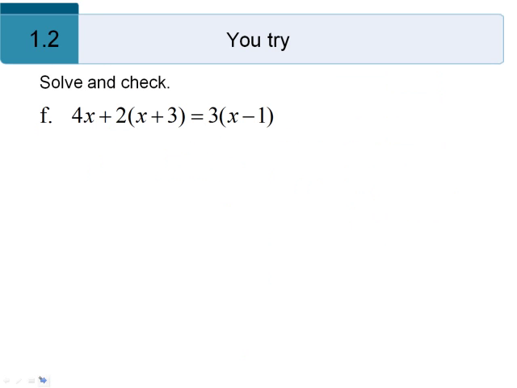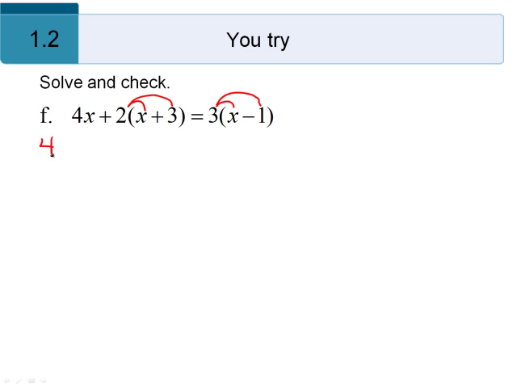Okay, letter F, we're getting into equations with parentheses. So your first step is to use your distributive property to get rid of the parentheses. Then we're going to combine like terms and go from there. So the first thing we're going to do is distribute the 2 through this parentheses and the 3 on the other side of the equal sign through those parentheses.